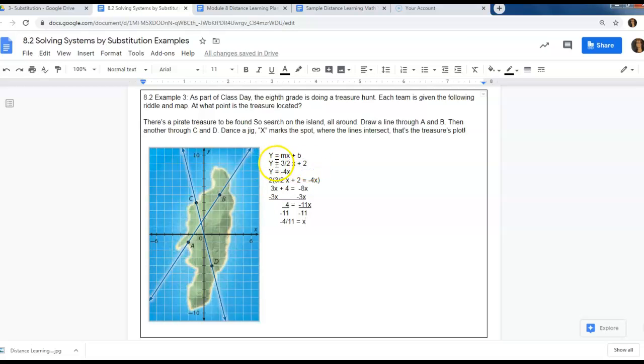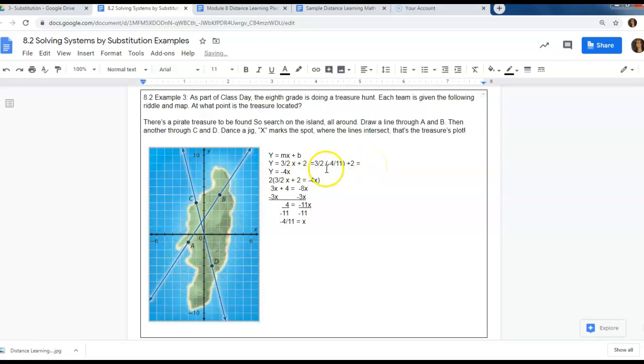So right here, y is equal to 3/2 times x plus 2. So I replace: instead of x right here, I'm going to substitute negative 4/11, and then there's the plus 2 right there. So I put plus 2. Okay, so now 3/2 times negative 4/11. I go 3 times negative 4. That's, what is it? Forgot to put the equal sign.